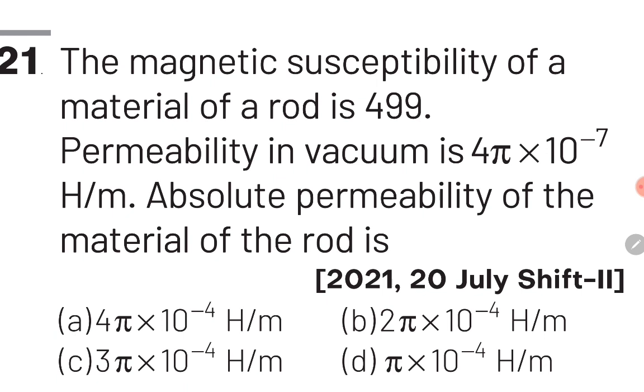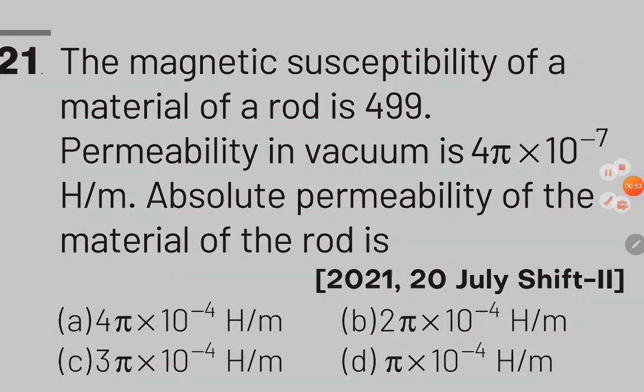So in summary, we have to use two formulas. Permeability mu is equal to mu r into mu naught and guys mu r is equal to 1 plus chi. So let's observe this in the solution in the next slide.